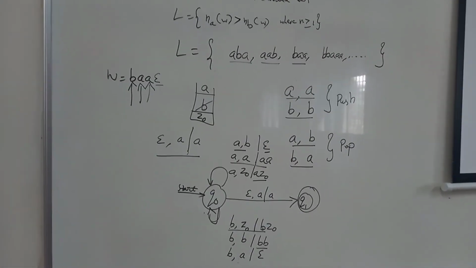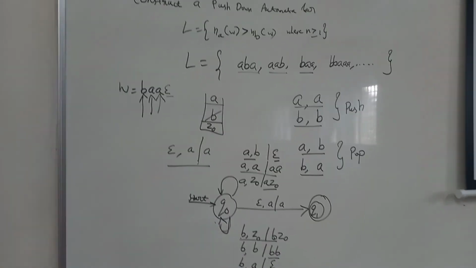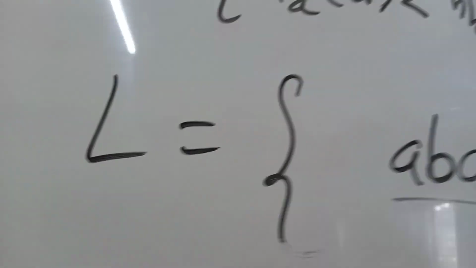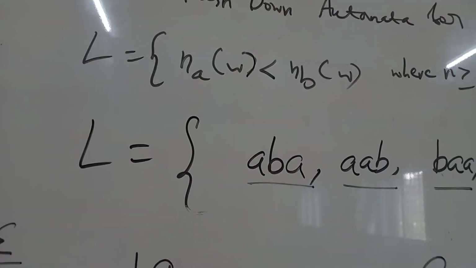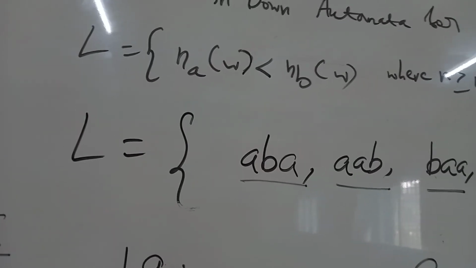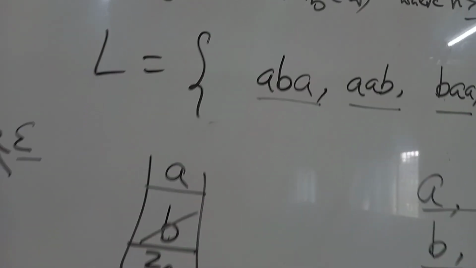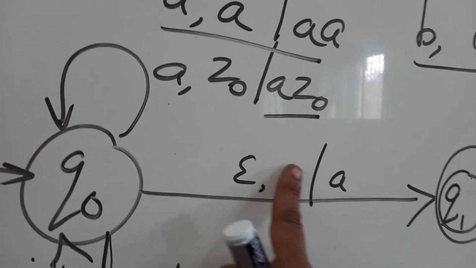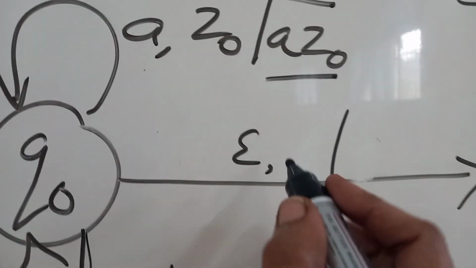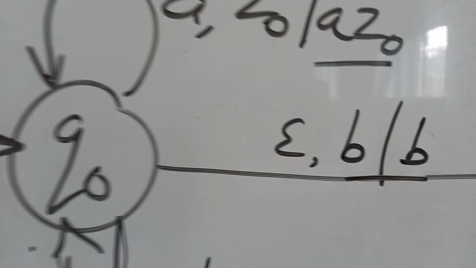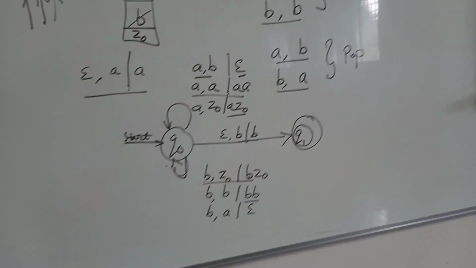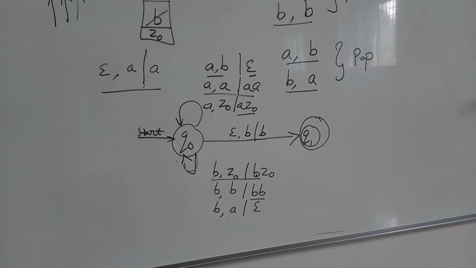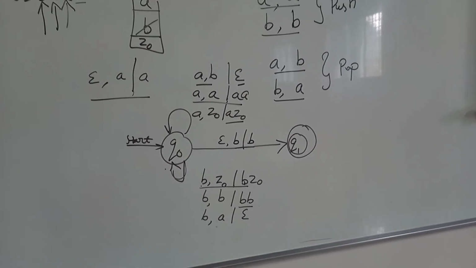Now let me make a small alteration to this program. Suppose the number of B's is greater than the number of A's. If the number of B's is greater than the number of A's, it means an extra 1 B is required. So this can be achieved in this pushdown automata by just replacing that A with the B. Okay. So this is the pushdown automata for the language where number of A's is less than number of B's. Okay.